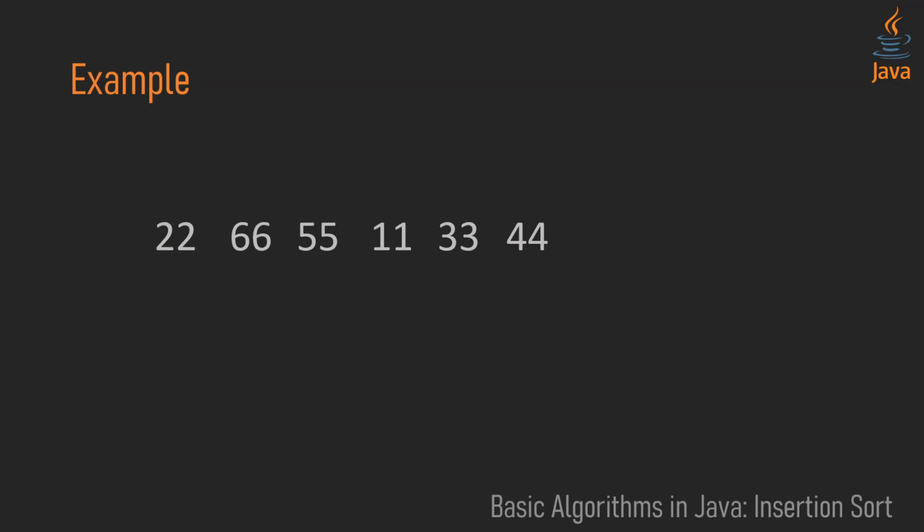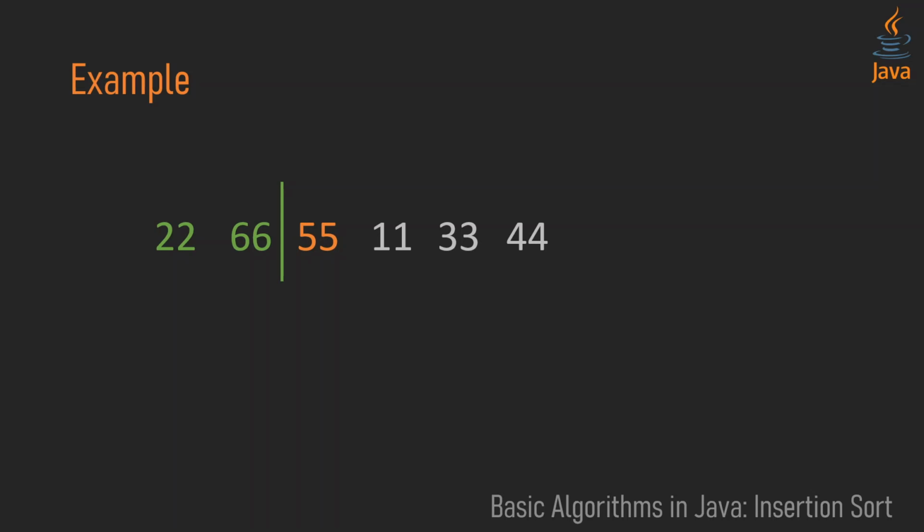Insertion sort starts at the left side of this array, skips the first element because it indirectly views this element as already sorted. Now it looks at the 66, the next element, and tries to insert the 66 into the sorted list consisting of the 22. So the 66 is compared to the 22, and it is seen that 66 is greater than 22, so the 66 will stay at this position.